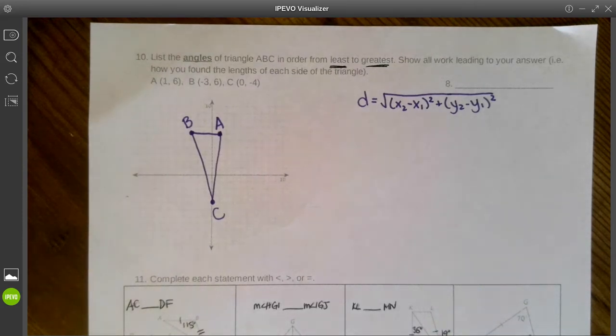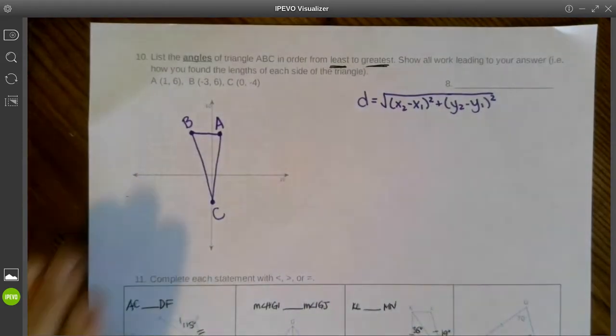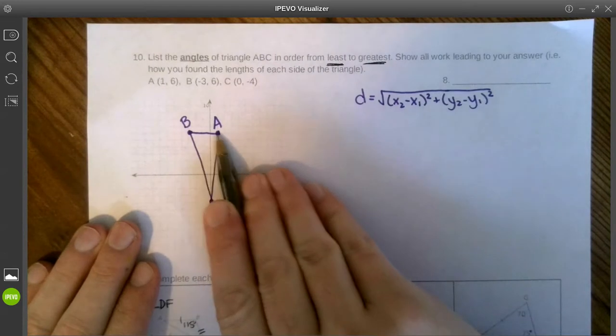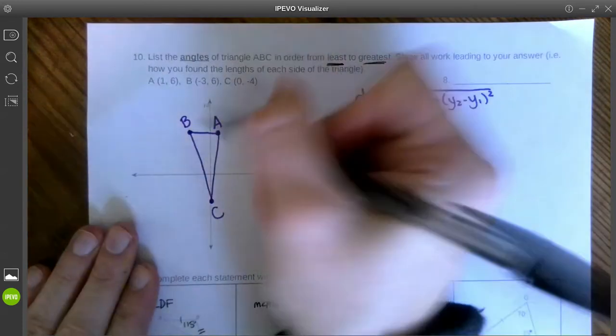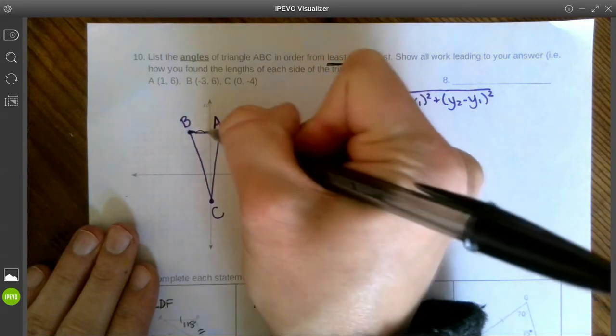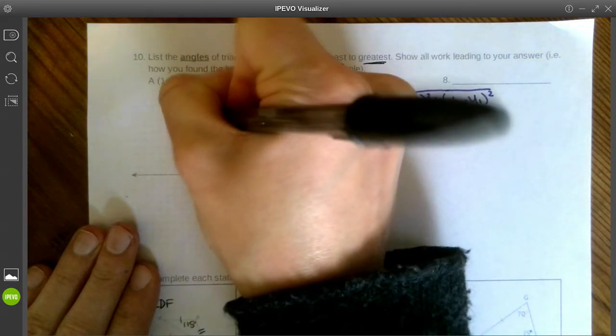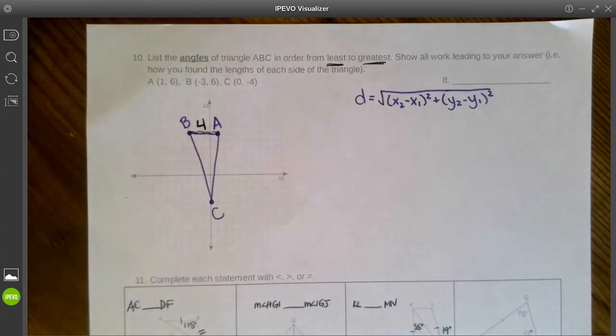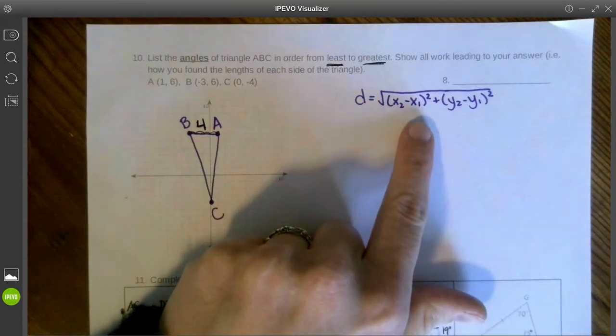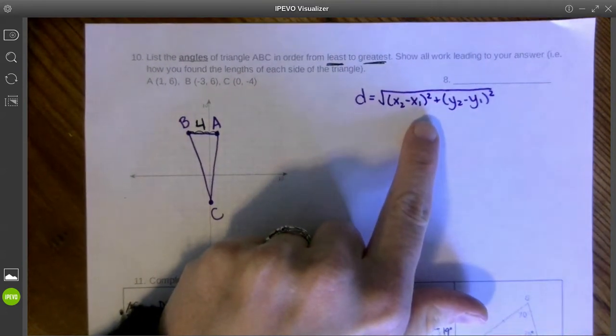So let's go ahead and find the lengths of each side in the triangle. One length I can count. I can count this length here, length BA, because it's a horizontal line. This has a length of 1, 2, 3, 4. I need to find these 2 lengths as well. So I need to use the distance formula because I can't just count those lengths. So I went ahead and reminded ourselves what the distance formula is.